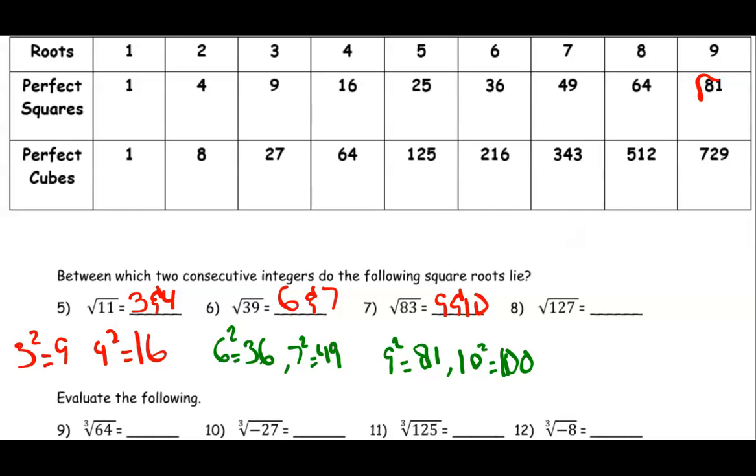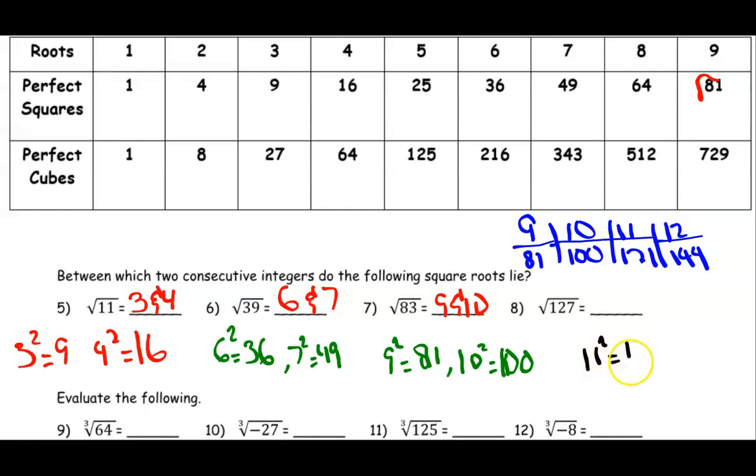127. So what I can do up here is continue this chart. From our last question, we came across 9 squared is 81, 10 squared is 100, 11 squared is 121, and then lastly we have 12 squared. That gives us 144. So when we look at the square root of 127, we see that it's going to fall between these values over here, because 11 squared was 121, 12 squared was 144, and the square root of 127 is right between those. So I can say my final answer will be 11 and 12.